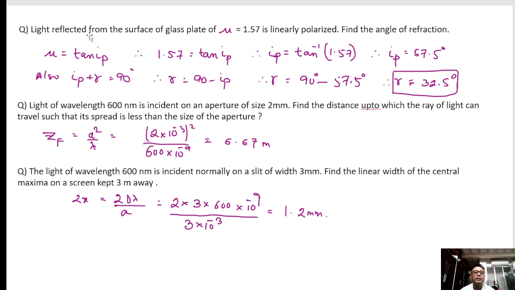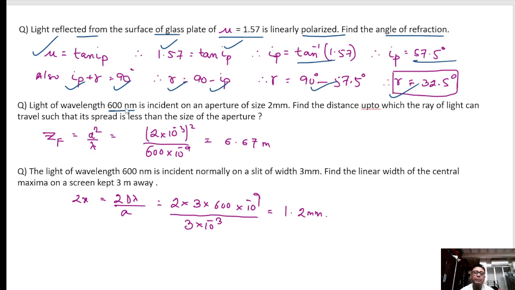Next, light reflected from the surface of a glass, refractive index given, is plane polarized. Find the angle of refraction. So we know this formula, mu equal to tan IP, mu I know. So we can find out IP, which is coming this. Now we know IP plus R equal to 90 degree. So R will be this. So this is the angle of refraction.